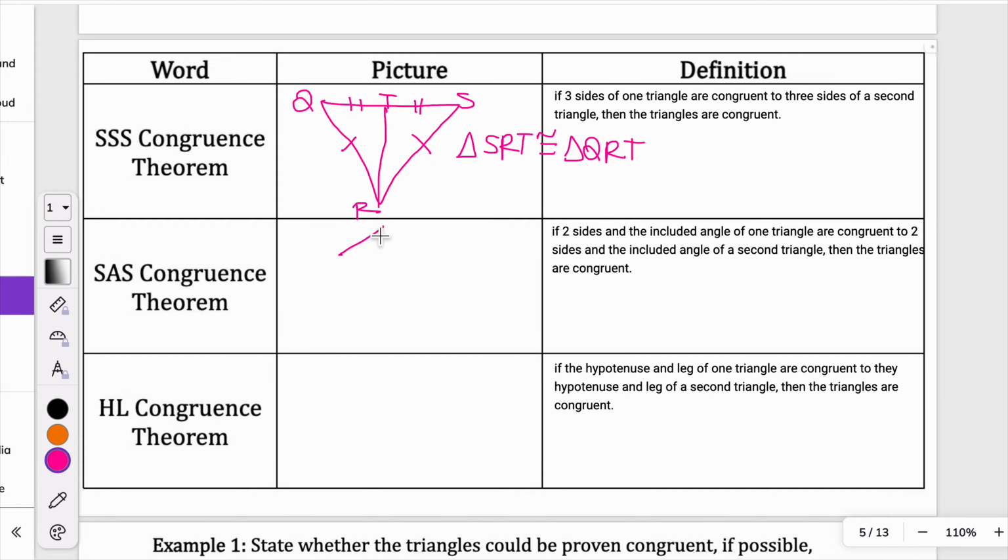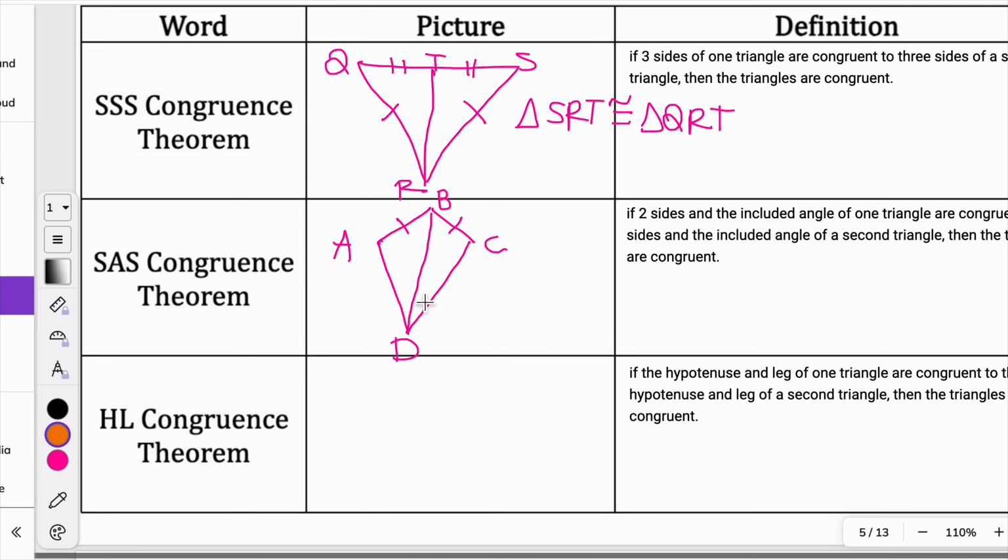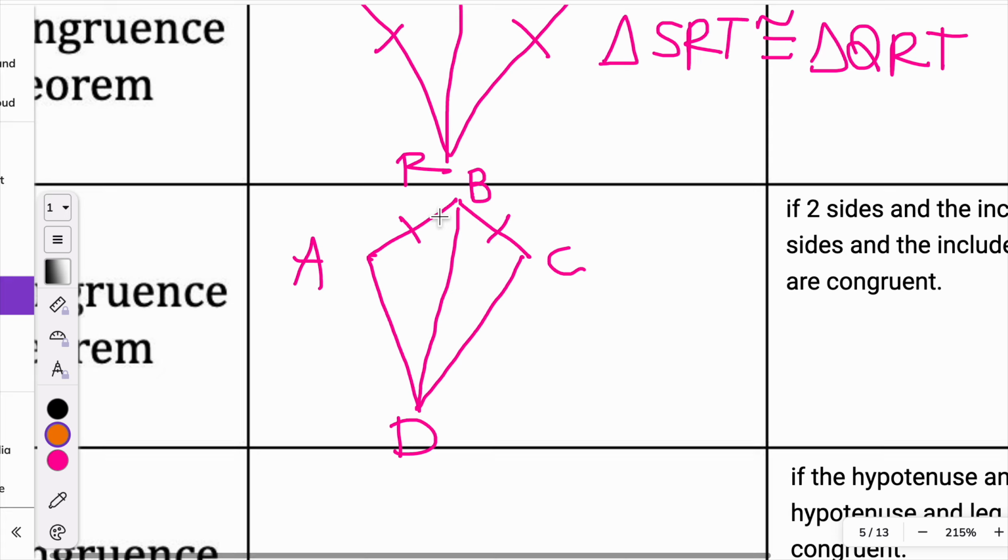Side angle side congruence theorem. I'm going to draw a kite looking thing first and then show you. Make two triangles here. We'll say this is A, B, C, and D. And obviously we know that BD is equal to BD, but we'd have AB is equal to BC. And then we would see, I'm going to zoom in a little bit here, right here could be our indicated angles, and then obviously here.